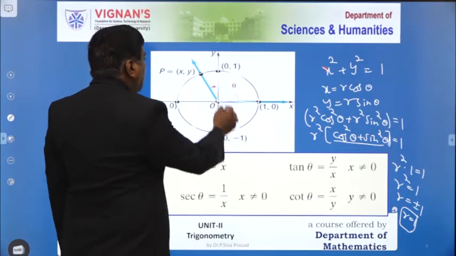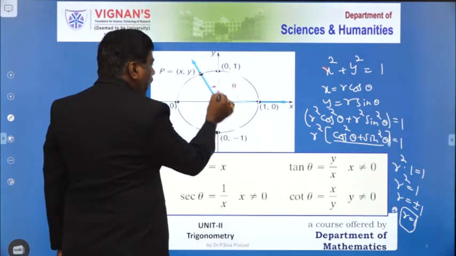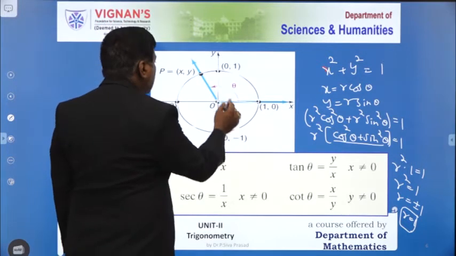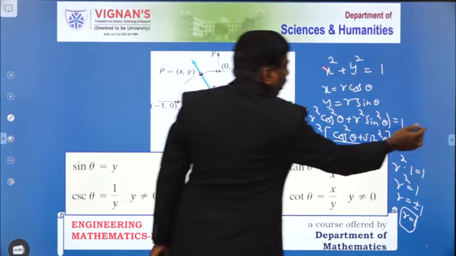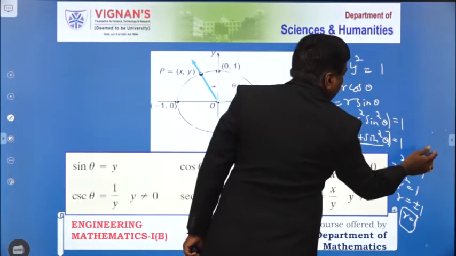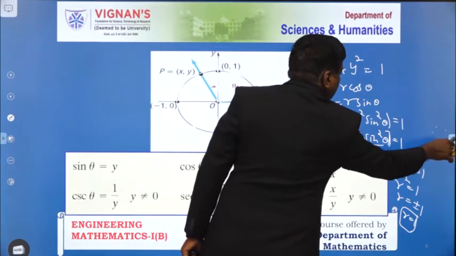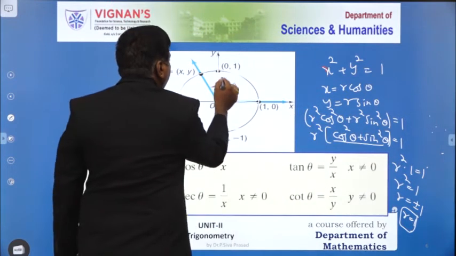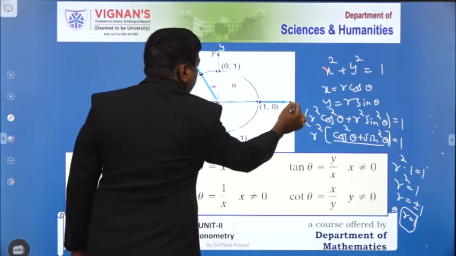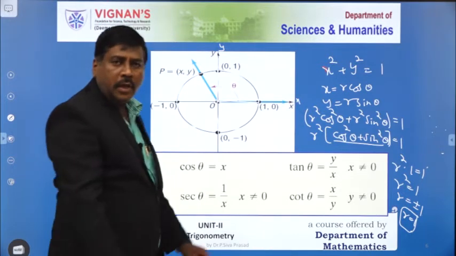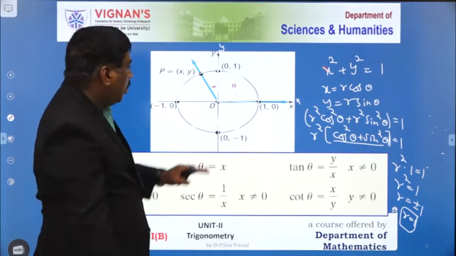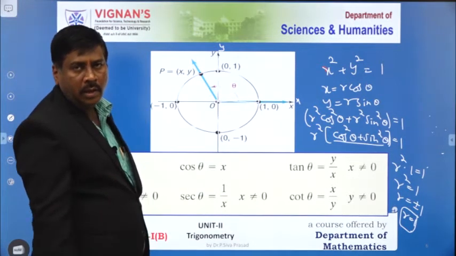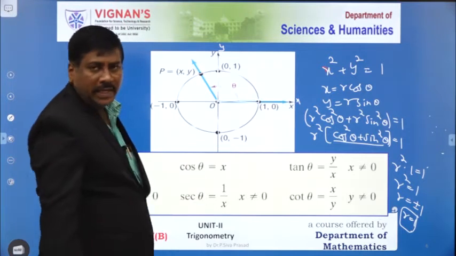Now, along the y-axis, that means the unit is equal to y. Here this value is y and this value is x. Because we have to consider the opposite side of the acute angle to be y and the adjacent side to be x.